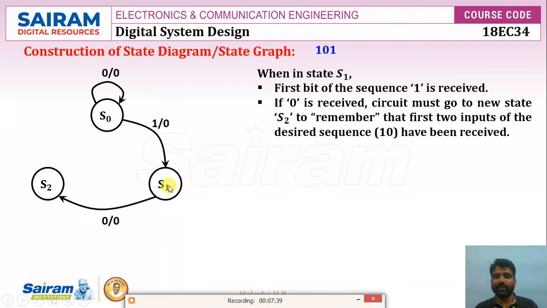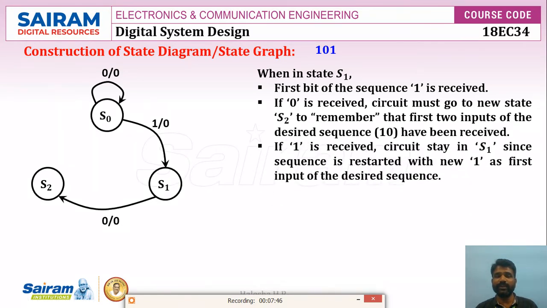Suppose in S1 we receive 1, what happens? If we receive 1, the received sequence is 1 1, so the new one will be considered as the first one. So if 1 is received, the circuit stays in S1 only, since the sequence restarted with the new one as the first input of the desired sequence. That is indicated by an arc S1 to S1 when the input is 1, output is 0.